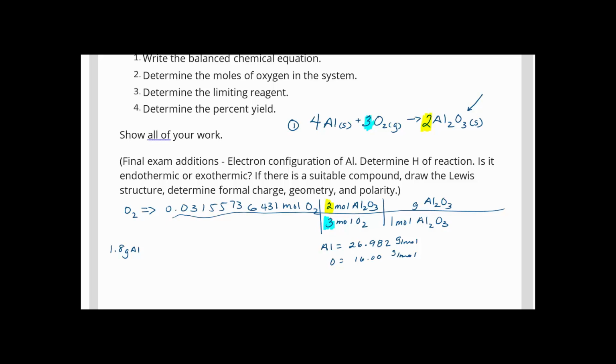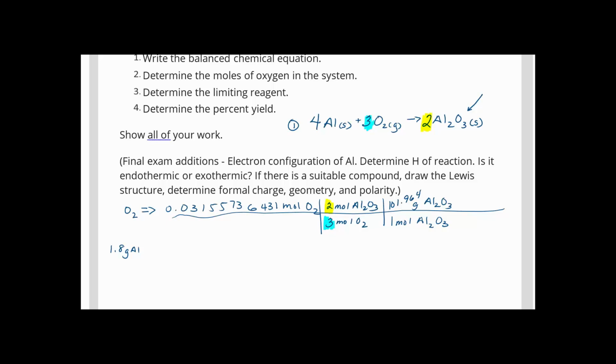So I take 2 times 26.982 and I add that to 16 times 3, and I get a molar mass of 101.964. So that's the molar mass I will use in order to calculate how much product I can possibly make.